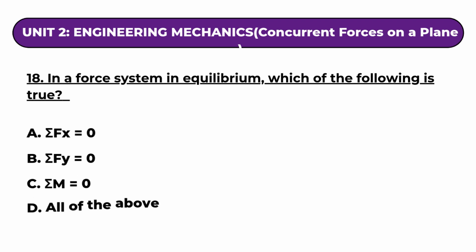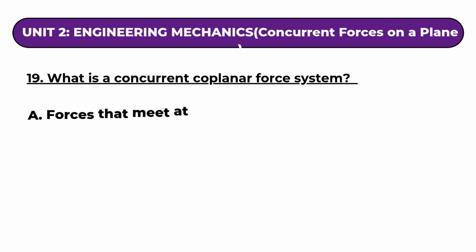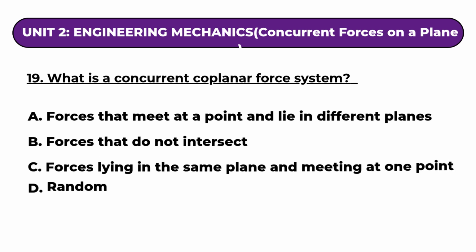In a force system in equilibrium, which of the following is true? A. The sum of all horizontal forces is 0. B. The sum of all vertical forces is 0. C. The sum of all moments is 0. D. All of the above. Correct answer? D. All of the above. What is a concurrent coplanar force system? A. Forces that meet at a point and lie in different planes. B. Forces that do not intersect. C. Forces lying in the same plane and meeting at one point. D. Random forces. Correct answer? C. Forces lying in the same plane and meeting at one point.